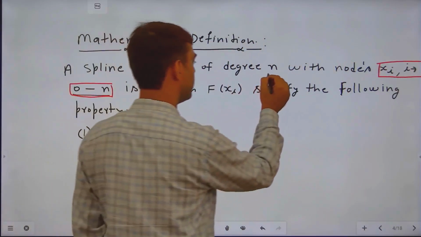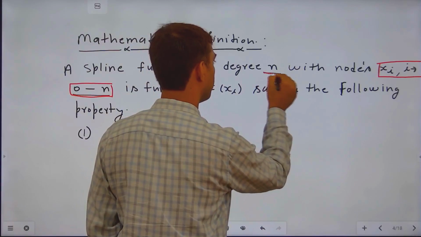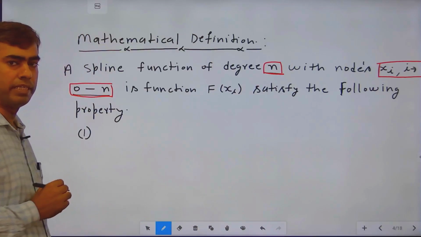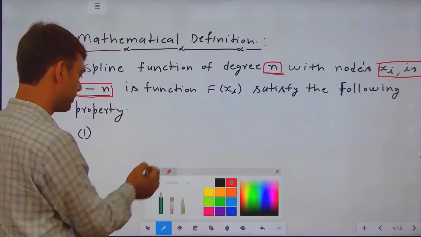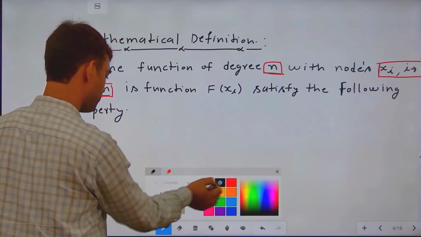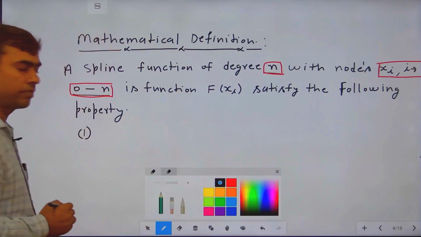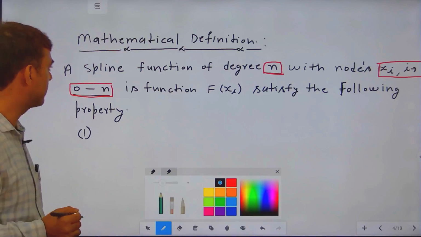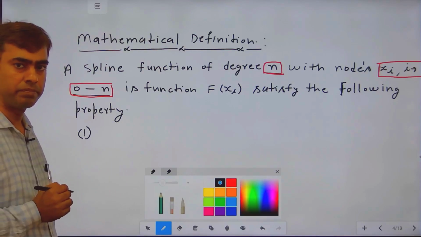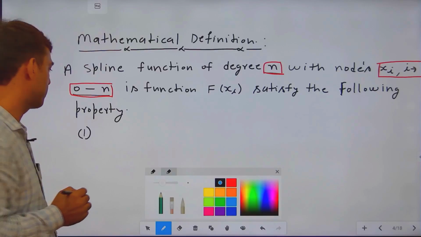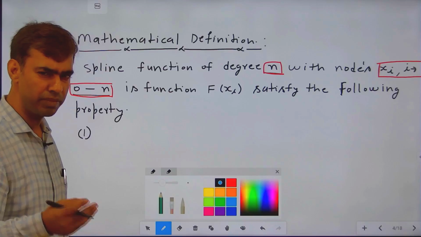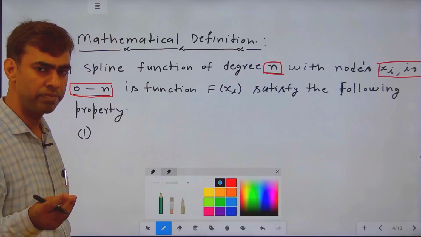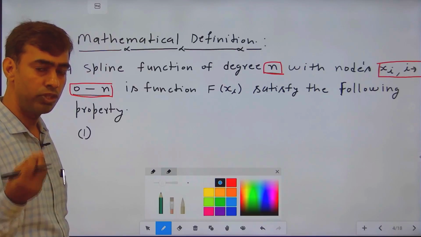And the degree of the polynomial is n. It satisfies the following properties. What is the first property? If we assume that f(x) is a spline function, then rather than interpolation, we may say that we fit a spline function: linear spline function, quadratic spline function, and cubic spline function.